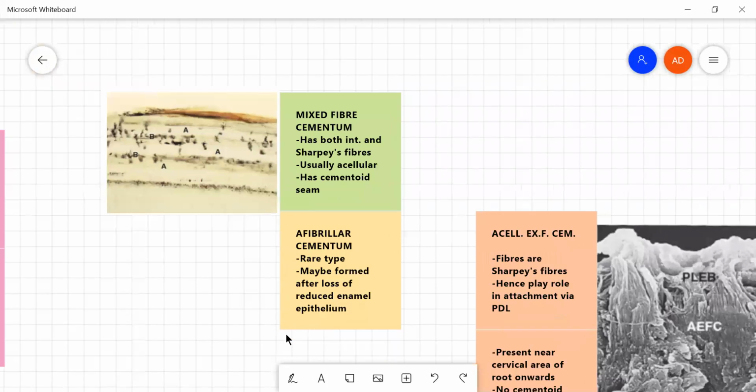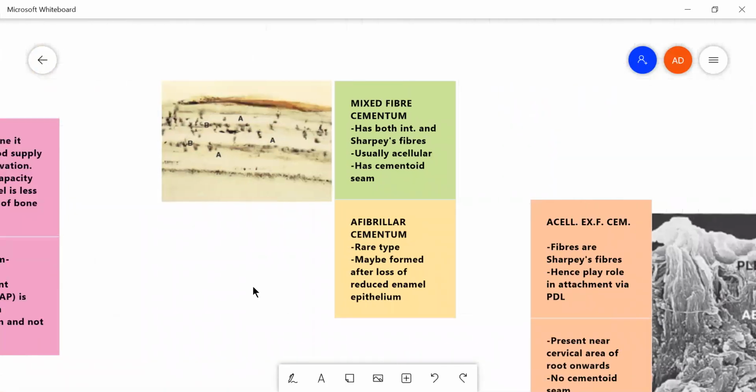There are two other types of cementum based on the fibers. It may be a mixed fiber cementum in which the extrinsic fibers have intrinsic fibers present in between them, where the Sharpey's fibers grew into the cementum, but cementocytes were present which added intrinsic fibers in between the extrinsic fibers of the cementum. They play a role in attachment too, because they have the Sharpey's fibers. They are usually acellular because by the time the cementum is formed, the cells die, but they may be cellular. This has a cementoid seam.